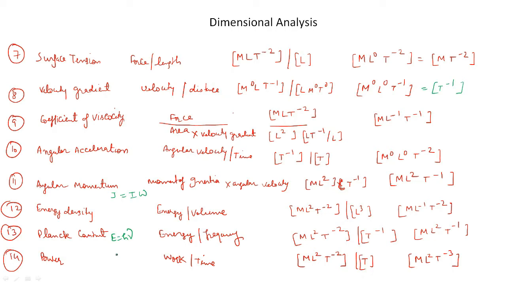Then power is defined as work upon time, so it will have the dimension formula ML square T to the power minus 2, and time as T, so it becomes ML square T to the power minus 3.